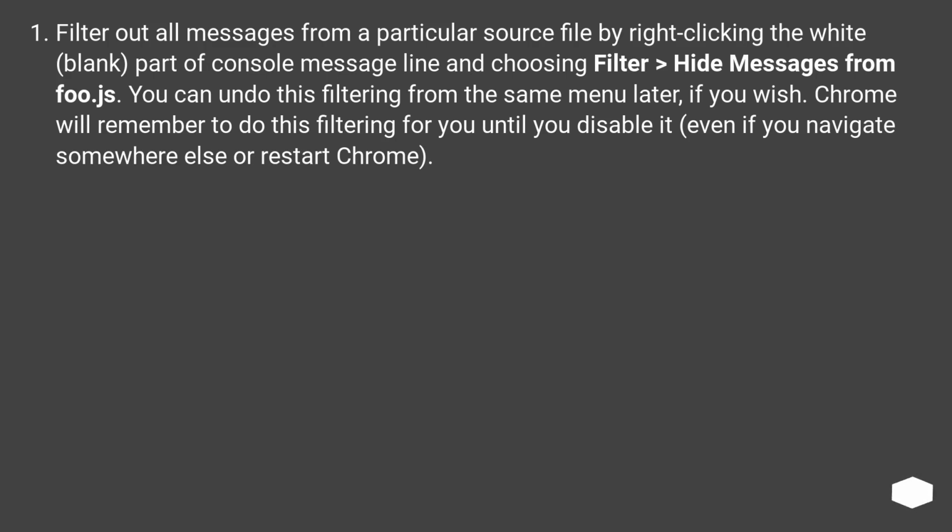Filter out all messages from a particular source file by right-clicking the white, blank part of a console message line and choosing Hide Messages from foo.js. You can undo this filtering from the same menu later, if you wish. Chrome will remember to do this filtering for you until you disable it, even if you navigate somewhere else or restart Chrome.